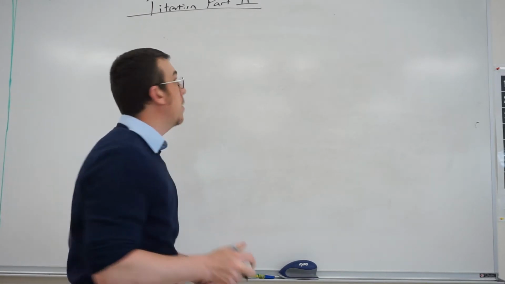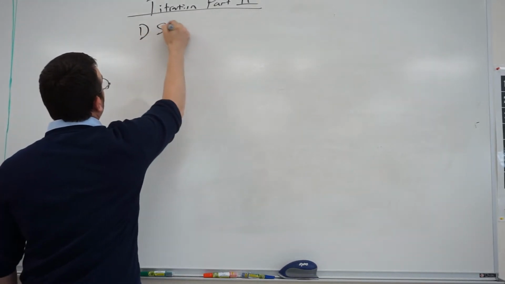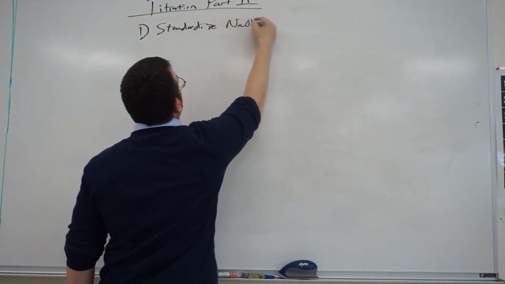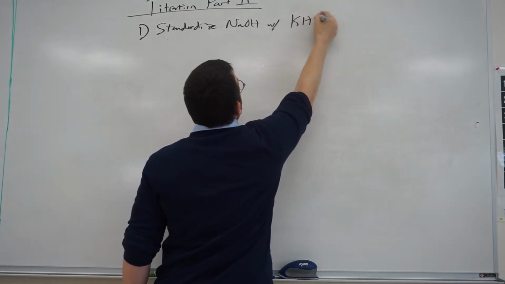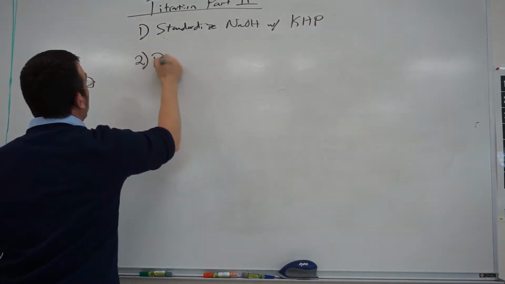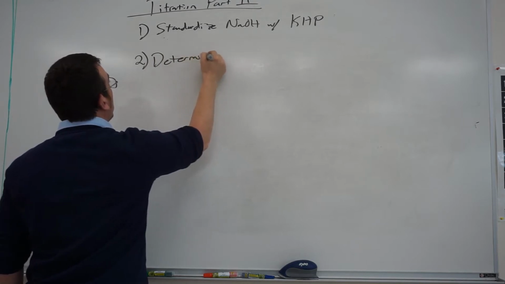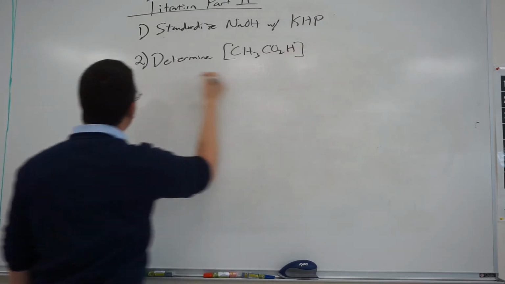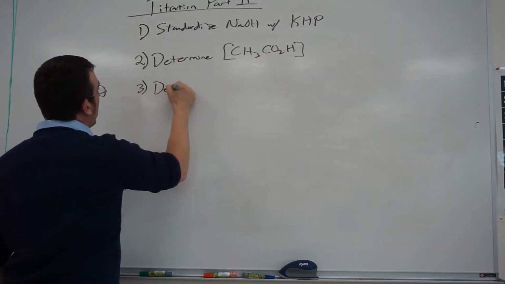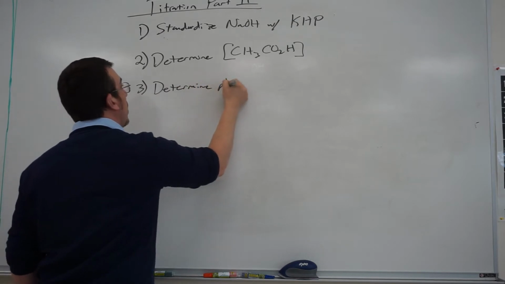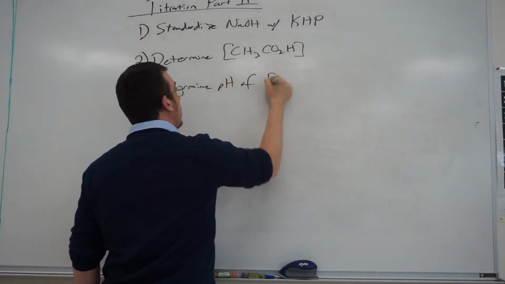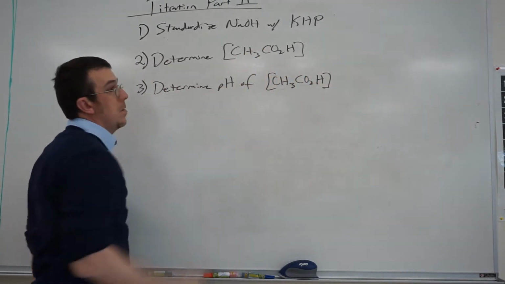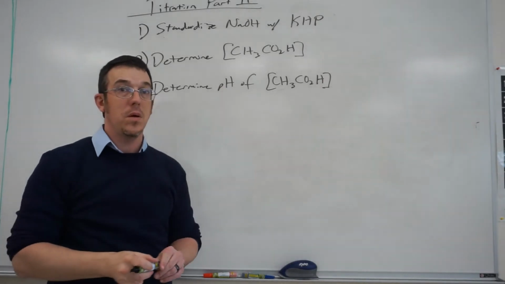So there are three objectives today. First objective is to standardize the NaOH with KHP. Second thing is to determine the concentration of acetic acid, vinegar. The third part is to determine the pH of the acetic acid solution using the concentration that you determined in part 2 of this experiment.